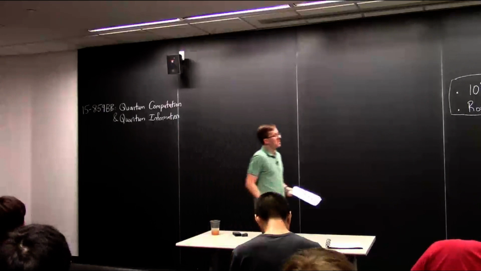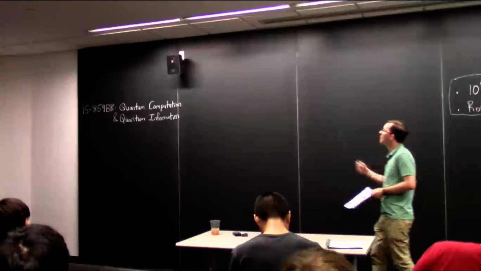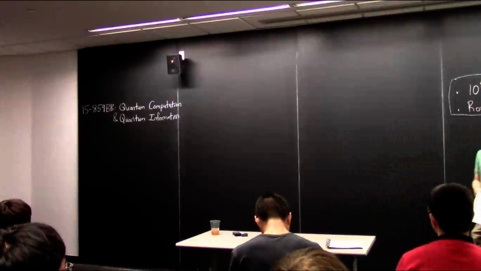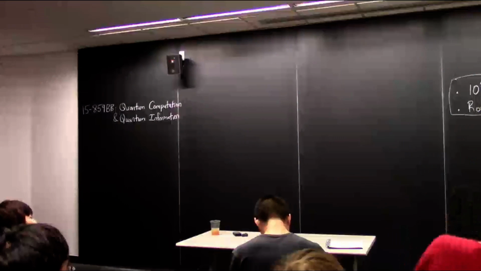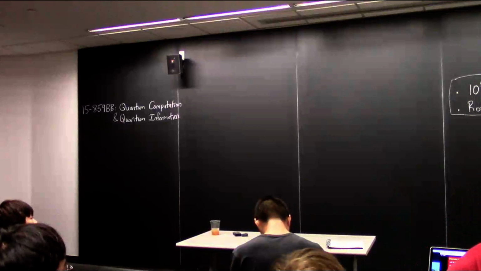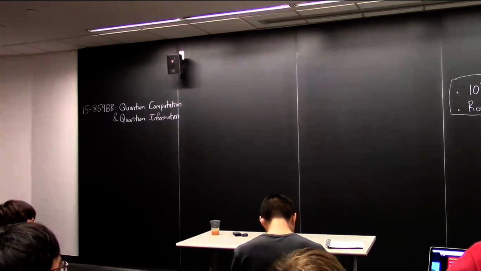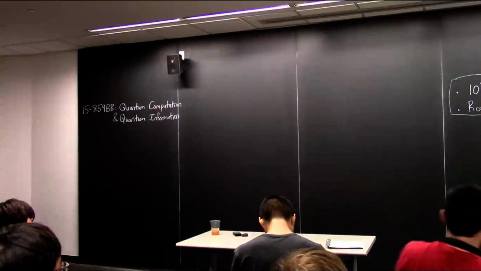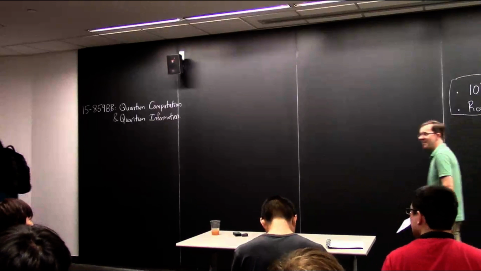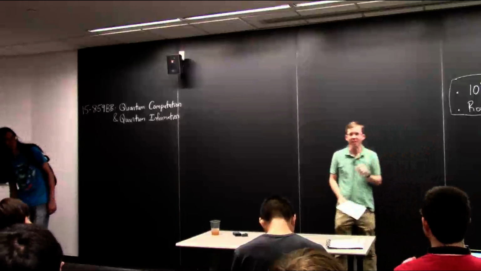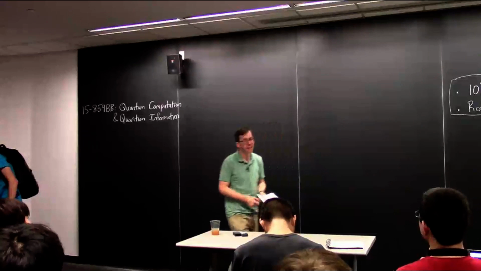All right, welcome. This is Carnegie Mellon 859 BB, Quantum Computation and Quantum Information. I'll put up here two leitmotifs for the course. First one is 10 to the 500 parallel universes. That's what we're going to talk about in this lecture. And the second one is rotate, compute, rotate. And you'll understand what that comes to mean in the next lecture.